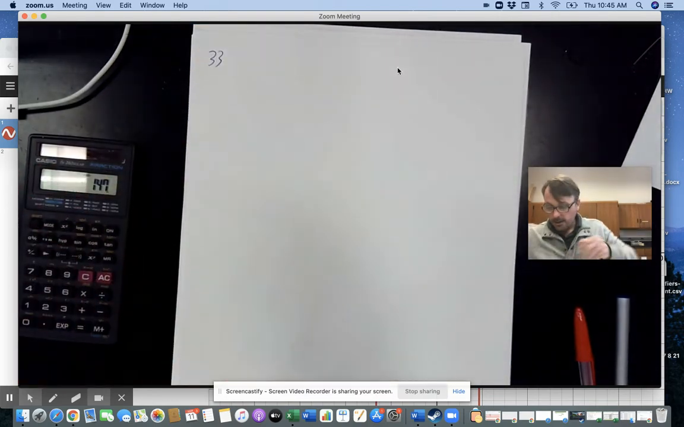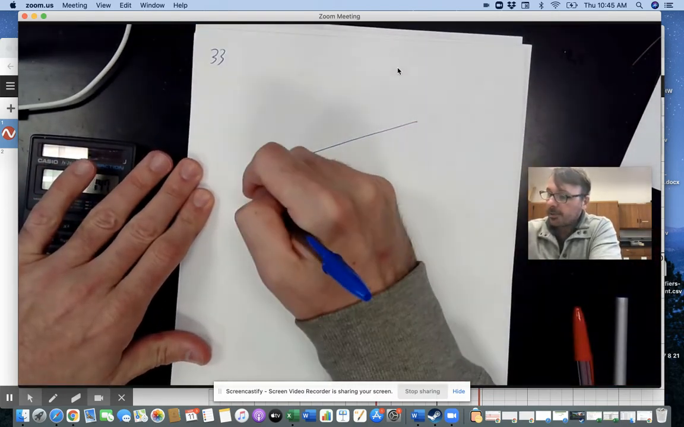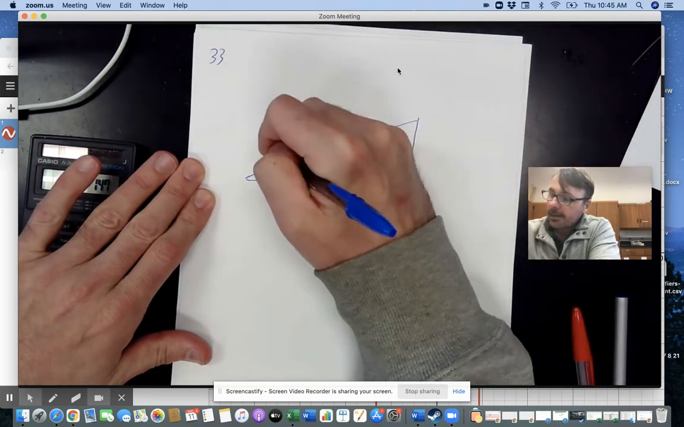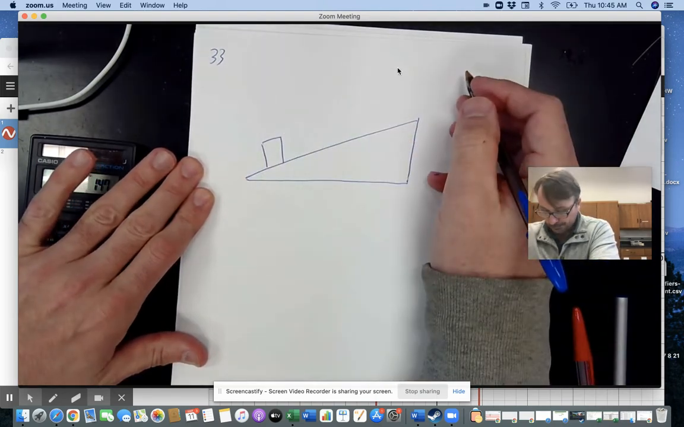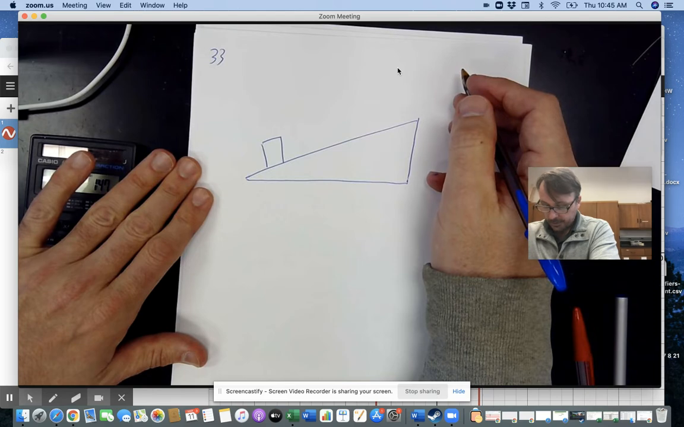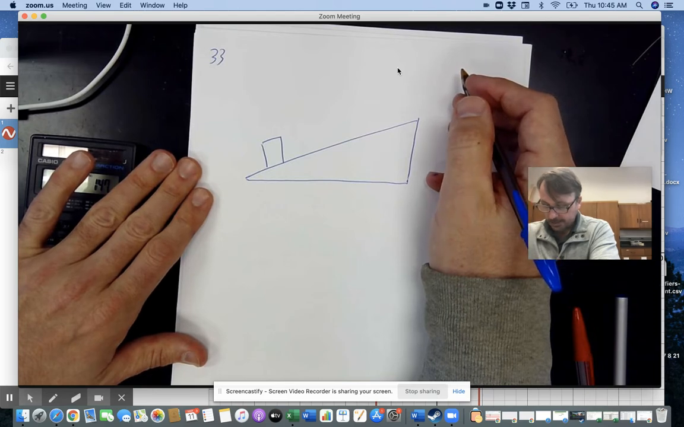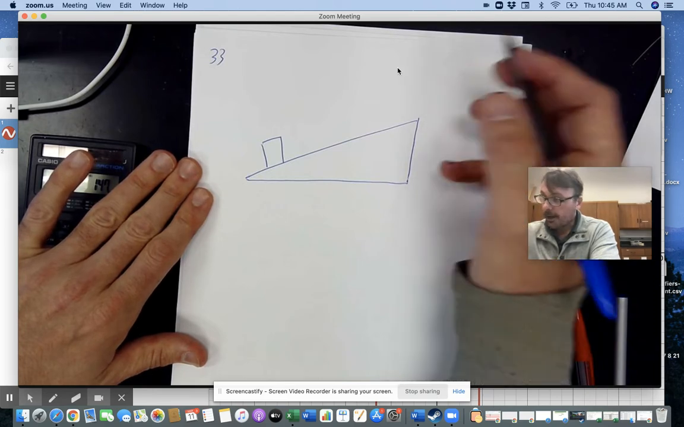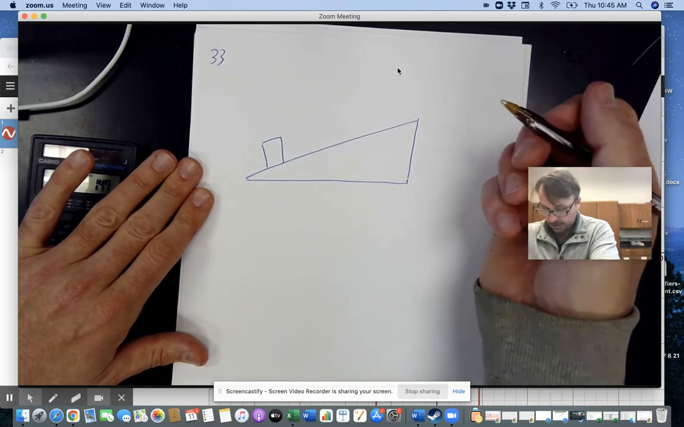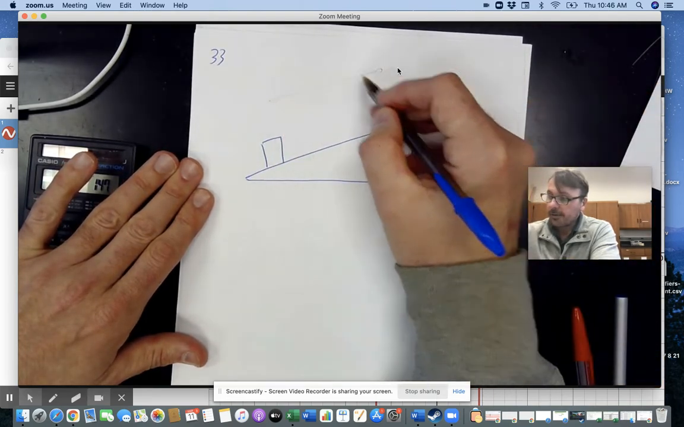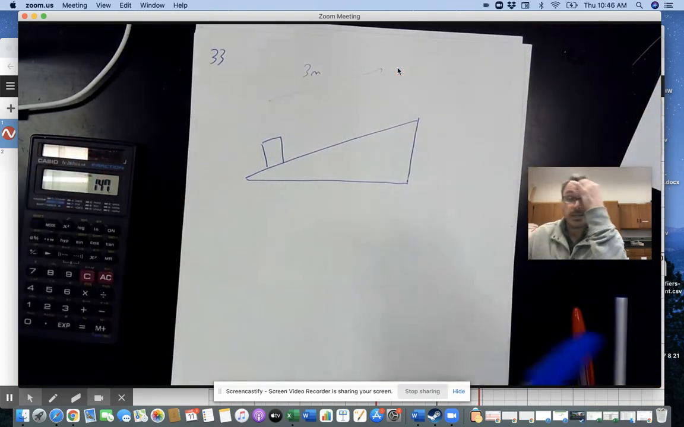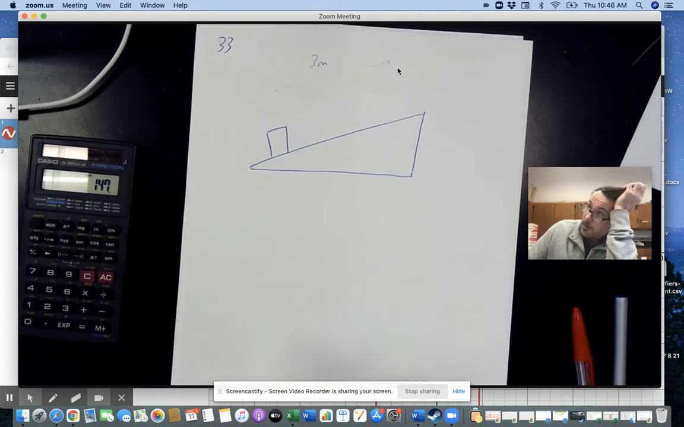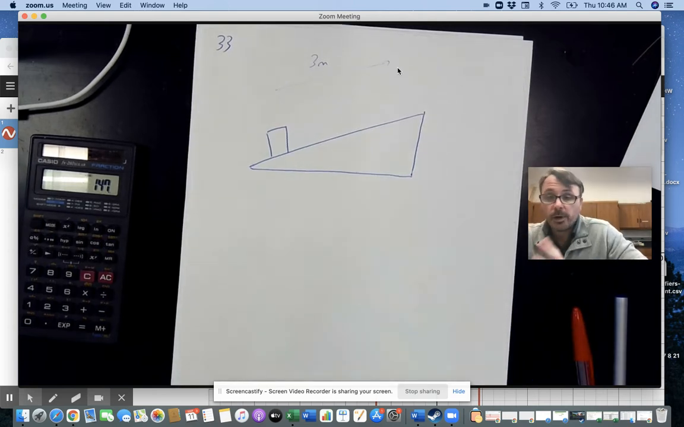So 33, we have very simply a box that is initially moving up a hill. And we know it's going to come to rest at some point after traveling a certain distance up the hill. So it's going to come to rest after traveling 3 meters up the hill. So let's approach this problem in the appropriate way. We can do this problem using the work energy theorem, but I wanted to use the chapter 8 methodology. So here's what it looks like in chapter 8.